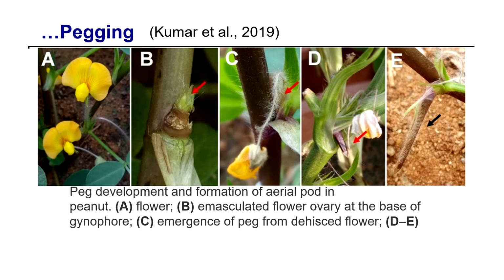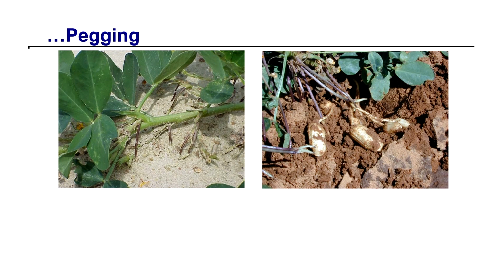This is your flower peg development, and number A is your flower, number B is your emasculated flower ovary at the base of the gynophore, this one. And then you can see the C picture, emergence of peg from dehisced flower. So this peg has emerged. This is the peg, and you can see more clearly here. Now you see these pegs, this is very close to the soil, and these pegs have developed into the fruit inside the soil. So this process is called pegging.